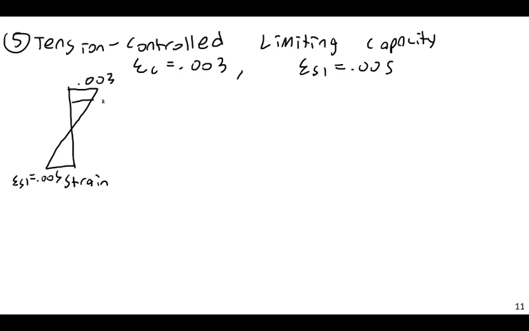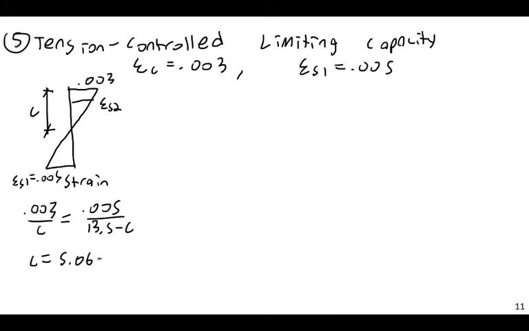Then I have some sort of epsilon S2, and then I have my depth to my neutral axis C at some point that we'll have to find. So I need to find C first, and I do that by, again, as always, applying similar triangles. 0.003. Compare this triangle to this triangle, big top one to big bottom one. 0.003 divided by C is equal to 0.005 divided by 13.5 minus C. And this then comes to a C equal to 5.0625 inches.